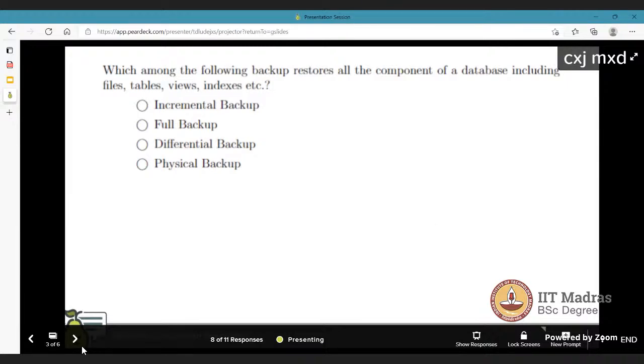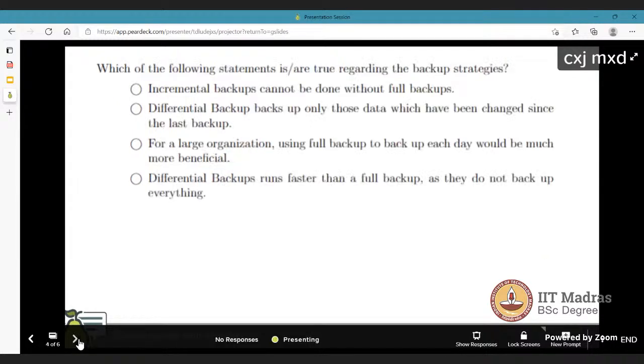Okay, no issues. Any doubt in this question? Anyone? No problem. So we'll head to the next question. It says, which of the following statements is true regarding the backup strategy? It is a multiple select question. You can select more than one option basically. So we'll wait for your responses.